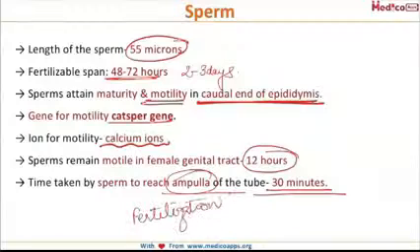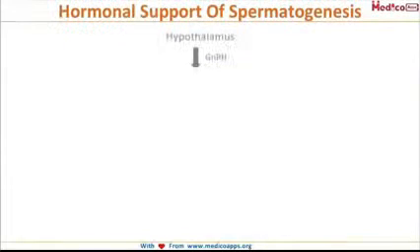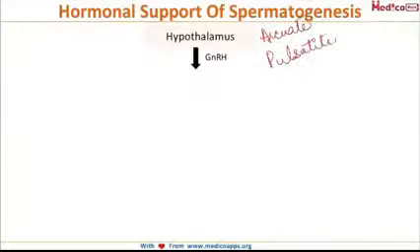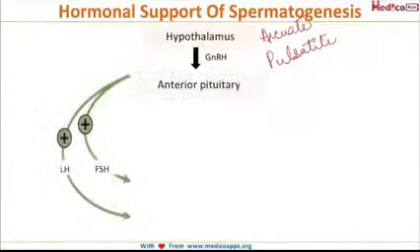Now we'll discuss what are the hormones supporting spermatogenesis. As in our body, the trigger for all the hormonal mechanisms starts from the hypothalamus. So it's the same here also. The hypothalamus is triggered and it leads to the release of GnRH, the gonadotropin releasing hormone, from the arcuate nucleus of the hypothalamus in a pulsatile fashion. Now this GnRH acts on the anterior pituitary and leads to the release of the gonadotropins FSH and LH.